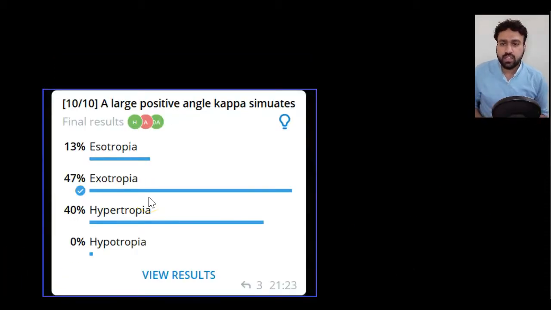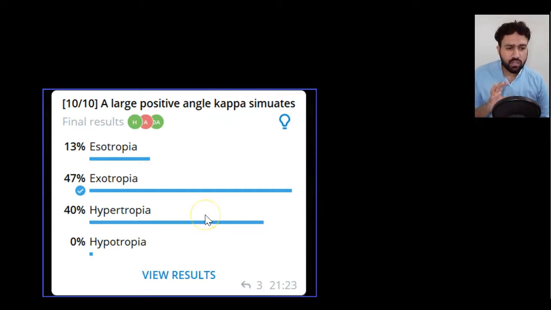I asked the question in the daily eye quiz on the Telegram channel, and the question was something like: a large positive angle kappa simulates. The options were esotropia, exotropia, hypertropia, and more than 50% of you got this question wrong, which is actually a repeat question. Several of you have texted me for an explanation, so I'm making this video.